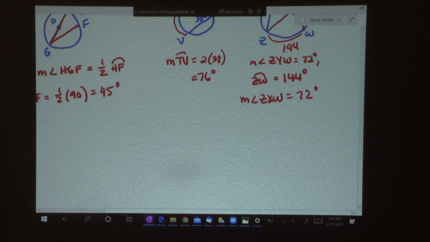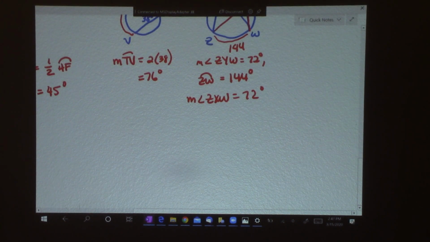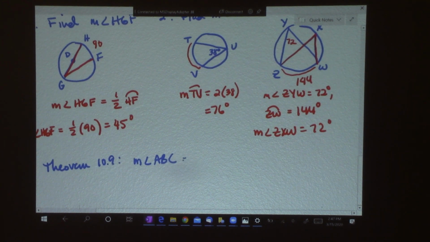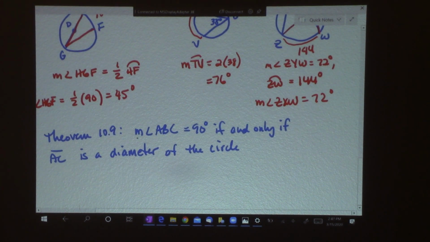All right, so let's keep moving on. Theorem 10.9 says the measure of angle ABC equals 90 if and only if AC is a diameter of the circle. Okay, so you finish writing that down on the lines that are there, and I'll draw the picture.